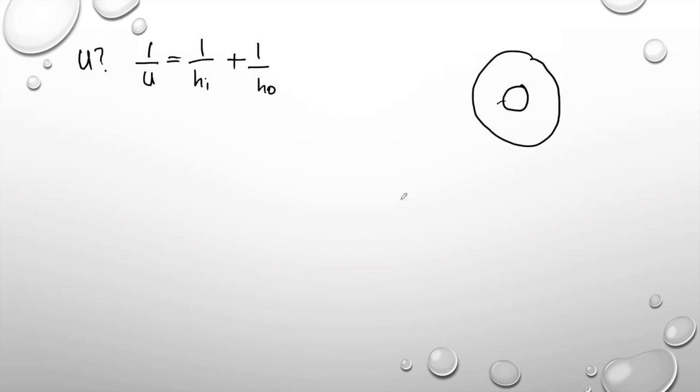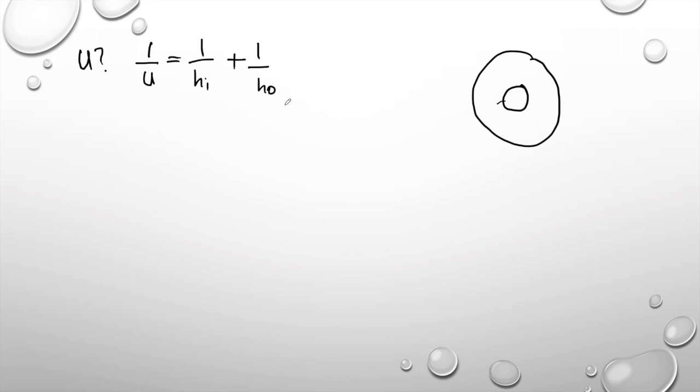From the previous video, we know that to find U, 1 over U equals 1 over Hi plus 1 over H out. Hi is inner and o is outer. So now we have a double pipe heat exchanger question.